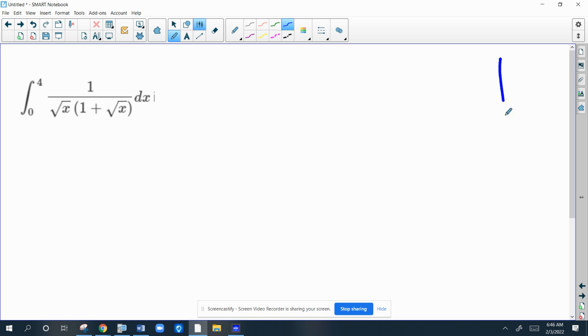So to take care of that, I'm just thinking we have a vertical asymptote here. We're integrating from 0 to 4. I'm not sure what this graph looks like, but let's just say it looks like that. We can't start at 0. So what we're going to do is start this integral at a. That's our typical letter we use for a lower limit.